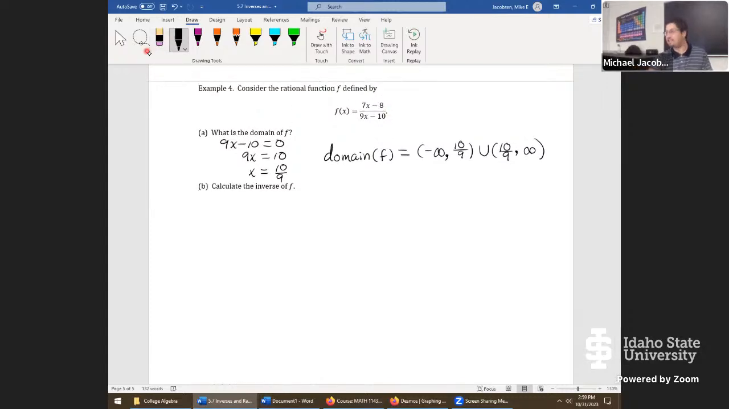So let's start off the process. I'll write f of x equals y. Then we make a substitution for f of x. It's all of that stuff. 7x minus 8 divided by 9x minus 10 is now set to y.